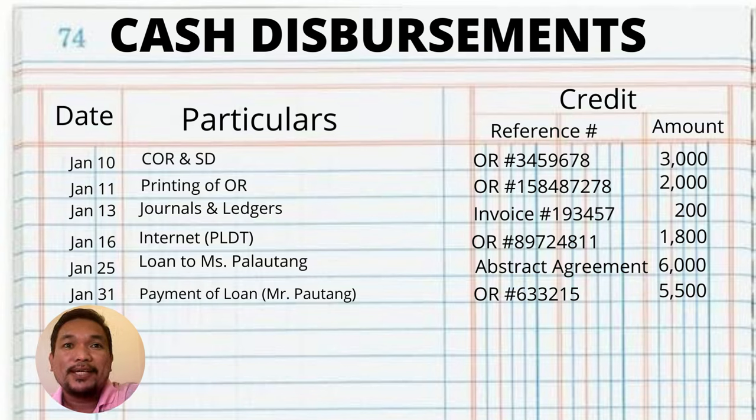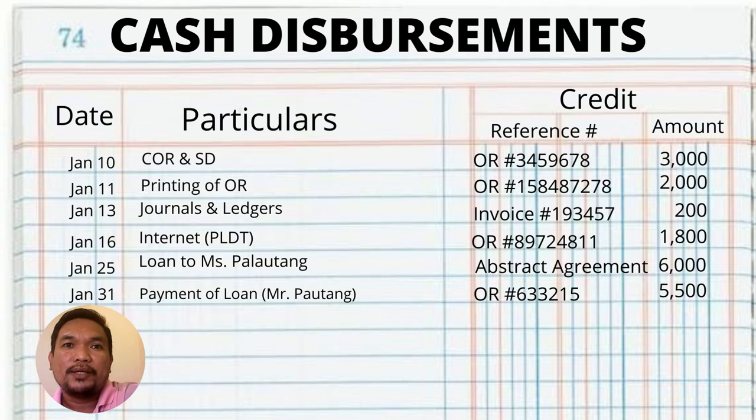Alright? And then the next transaction we have here is on the 16th of January, you paid for the internet bill. Okay? Si Judith. Isa sa mga Judith ng buhay natin ito, si internet. So that's, of course, you need to provide the OR from PLDT. Every time magbayad ka sa PLDT, mag-i-issue naman sila ng official receipt. Okay? And in our example, that's 1,800.